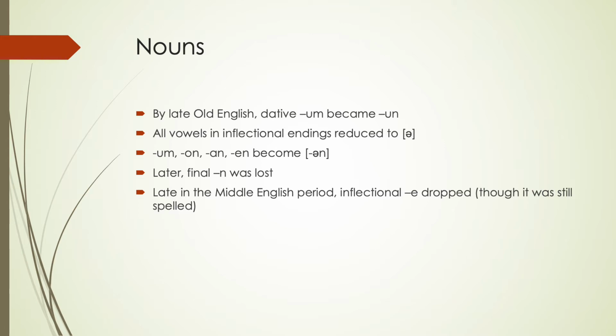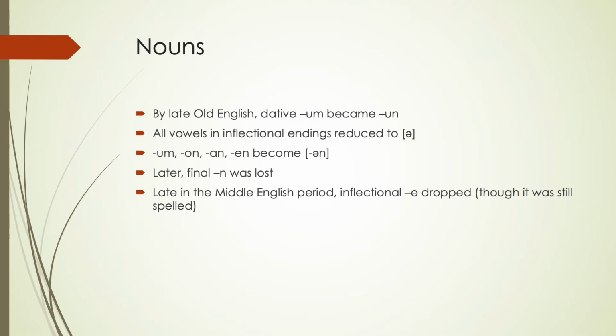e, or the sound at the end, because it's in an unstressed syllable, and especially at the end of words in those unstressed syllables. So even though we're still spelling it, we're not really pronouncing it by the end of the Middle English time period. So we can see how various sound changes are making a lot of the noun distinctions fall by the wayside.